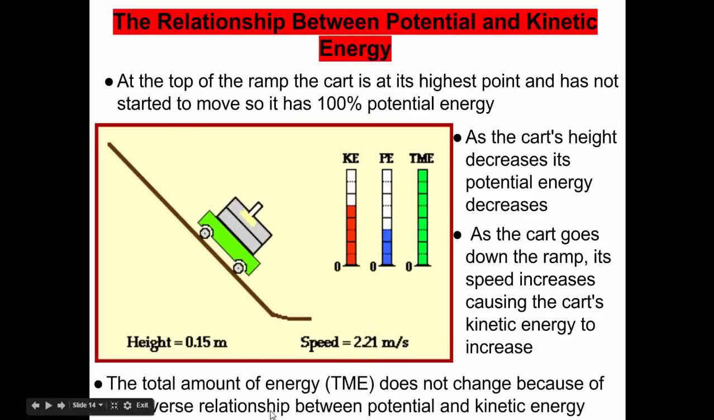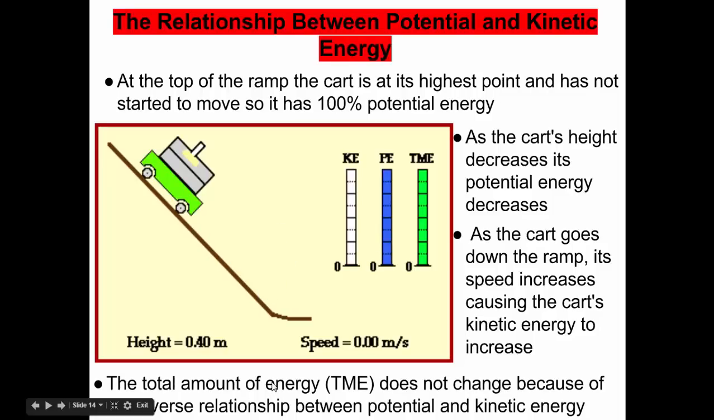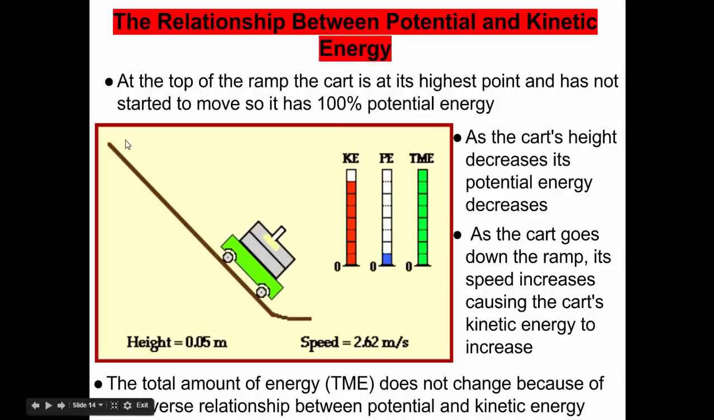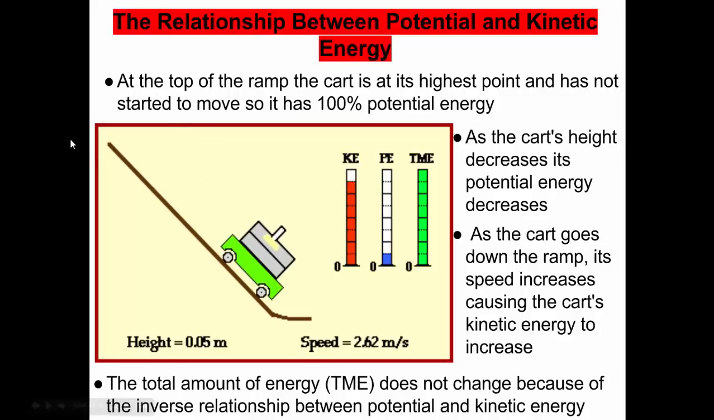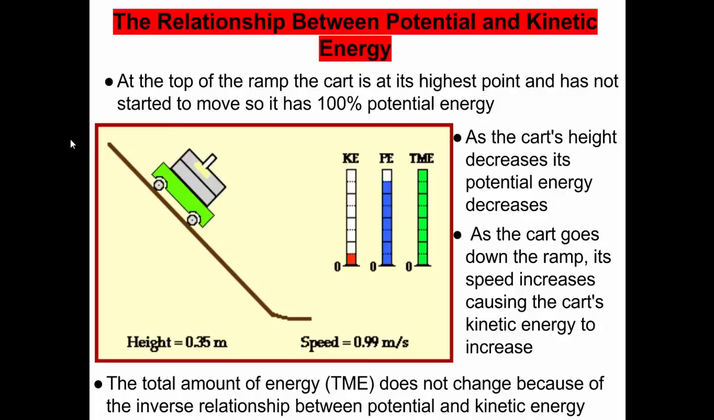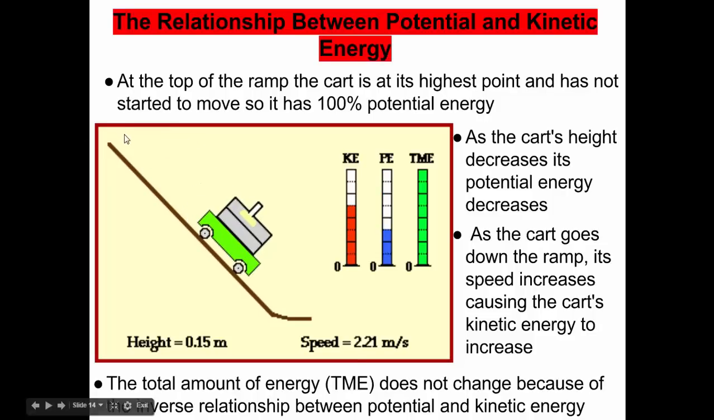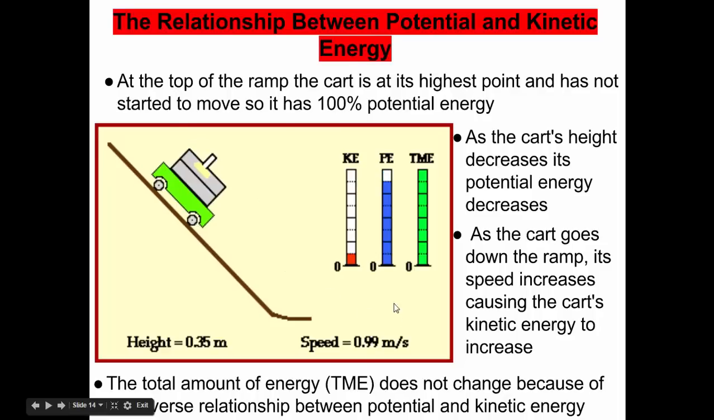And it's important to note here that the total amount of energy does not change because of the inverse relationship between potential and kinetic energy. So if it had 100 joules of energy here, it would have the same down here. It's just a difference of whether it's potential or kinetic.